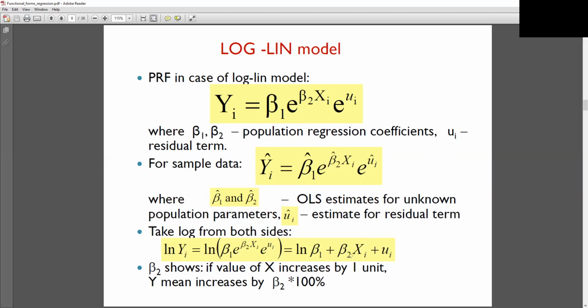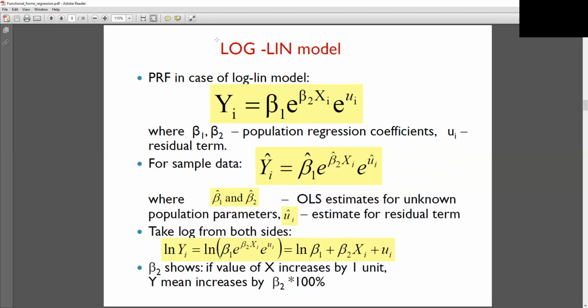This log-lin model is also called the growth model. It is very useful in growth. For example, if x is your time period, say from 1986 to 2020, and y is GDP, and you have to find the growth rate in GDP, then if x increases by one time period, the GDP grows by beta 2, that is the slope, times 100%. This is very useful for estimating the growth rate of anything, be it population, GDP, agriculture income, area, production, or productivity.